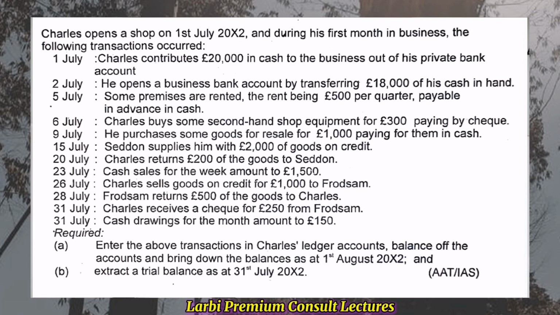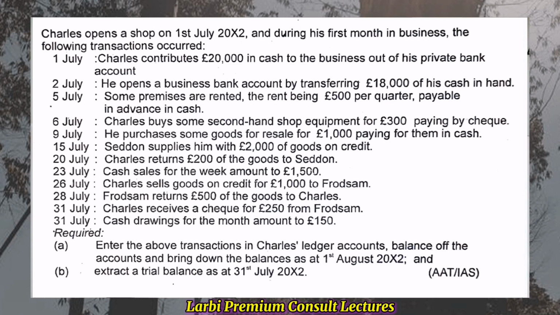28th July, Fruitson returns 500 of the goods to Charles. 31st July, Charles receives a check of 250 from Fruitson. Then the same day, 31st July, cash drawings for the month amount to 150 euros. Required: A. Enter the above transactions in Charles' ledger accounts, balance the accounts, and bring down the balances as at 1st August 20X2, and then extract a trial balance as at 31st July 20X2.